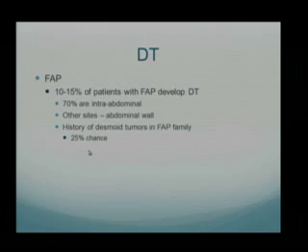In regards to FAP, 10 to 15% of patients with FAP will develop desmoid tumors. Of these, 70% are intra-abdominal. Other sites include the abdominal wall, which is the second most common site. And if patients have a family history of desmoid tumors in the FAP setting, up to 25% of those individuals will develop desmoid tumors.